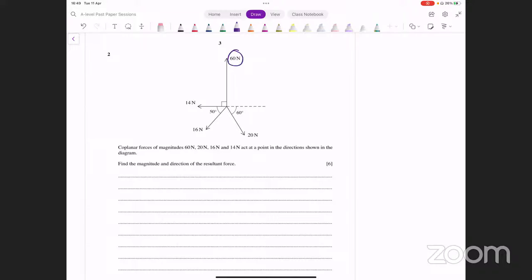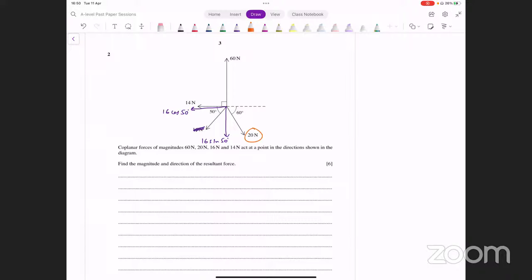60 Newton is already acting vertically, 14 Newton is already acting horizontally, so you don't need to do anything with these. For the forces acting at angles, figure out their components. What are the components of 16 Newton going to be? The component adjacent to the 50 degree angle is going to have cos with it, so that's 16 cos 50. The other component will be downwards, which is going to be 16 sine of 50. Okay, these are the two components of 16. Now you won't consider 16 anymore, you have to find its components, you just have to focus on them now.